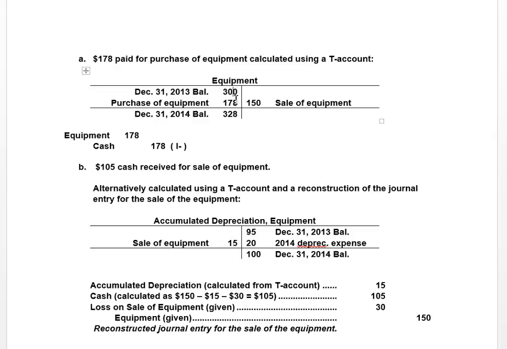Well, you know, to get from 300 to 328, you might have bought, as you say, $28 worth of stuff, but if you read the question, they told you that equipment costing $150 was sold, so you know this happened. So if you go from 300 and you sell 150, you're not coming up with 328. So that means in order to get this to work out, you must have bought equipment for 178.